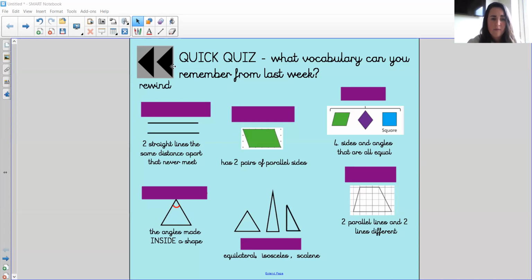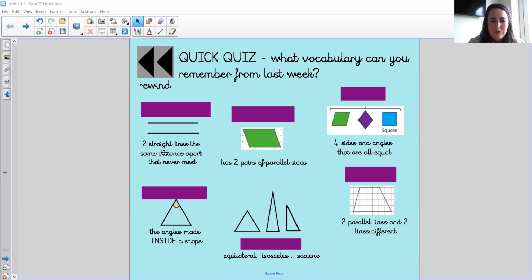Okay, so quick quiz, bit of rewind. What vocabulary can you remember from last week? I think I bombarded you with all of this vocabulary yet again yesterday, just to remind you. But what vocabulary can you remember? So I've left these pictures on here. Either write these down in your journals, or just on a scrap piece of paper, or just say them out loud. But what can you remember about the vocabulary that we've been using for the past couple of weeks on shape so far? You can pause the video here if you like.